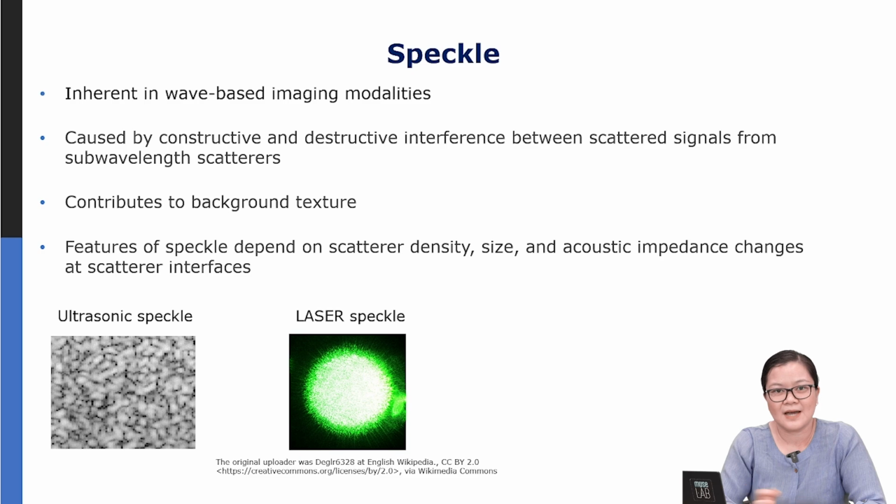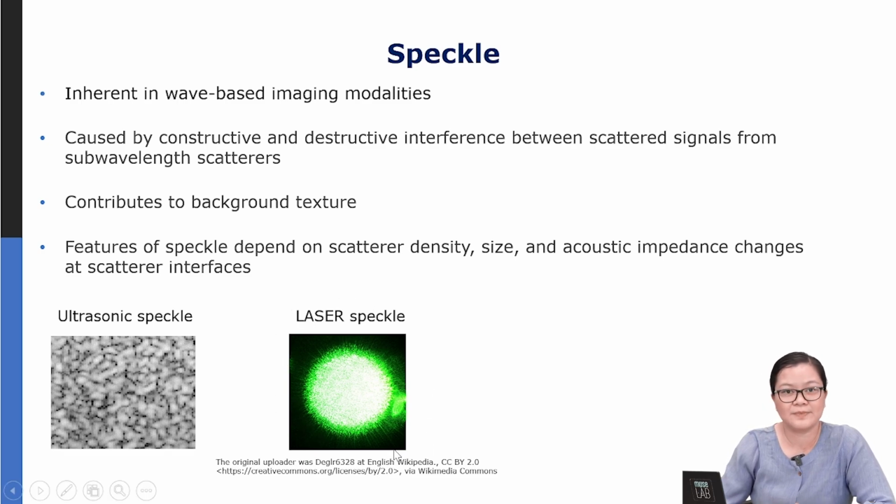When we have all these scattered waves together interfering with one another, it forms what's called a speckle pattern. This is inherent in any wave-based imaging modality. For instance, when you have a laser pointer and you shine it onto a rough surface, you will see this granular pattern, similar to what this image down here shows of a laser speckle. The same thing happens in ultrasound.